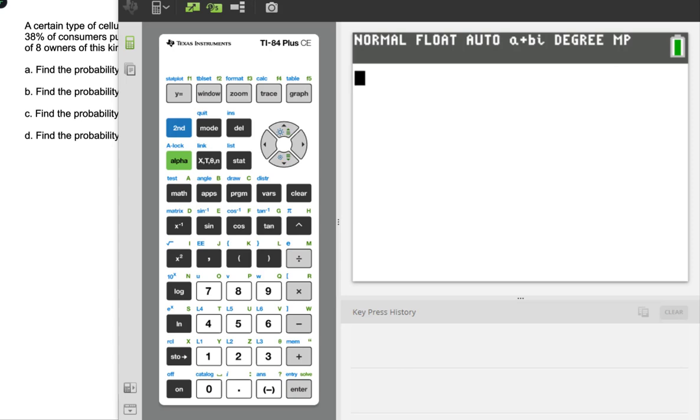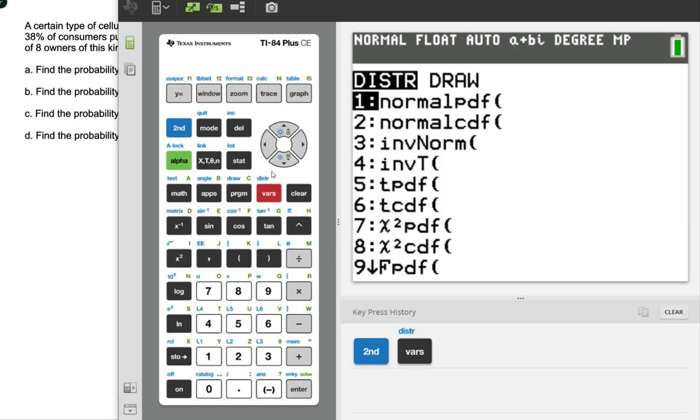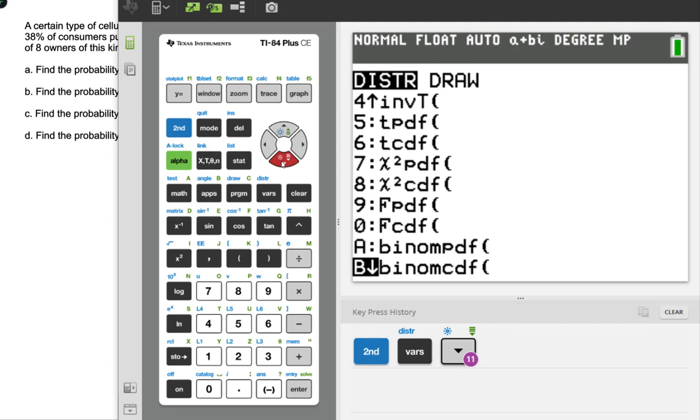So, at the surface level, we have two functions in the calculator. If you press second and vars, which is the distribution menu, and then scroll down a bit until you see binom PDF and binom CDF. These two functions are the functions that the calculator uses for binomial probabilities. Now, they are slightly different from one another, but not much, and I'll explain the difference in just a moment.